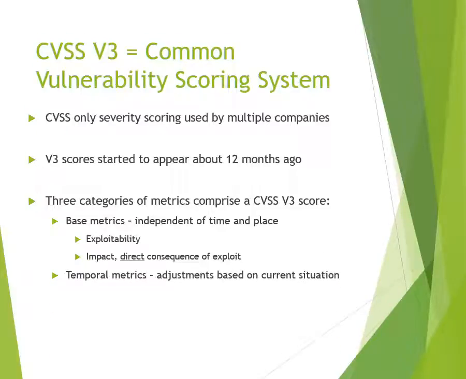The second category is temporal metrics. Those are adjustments that are made based on the current situation, like is there a workaround available? And then finally, environmental metrics, adjustments based on how the software or the hardware that is vulnerable is deployed.